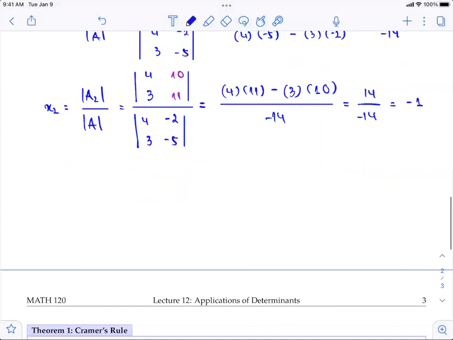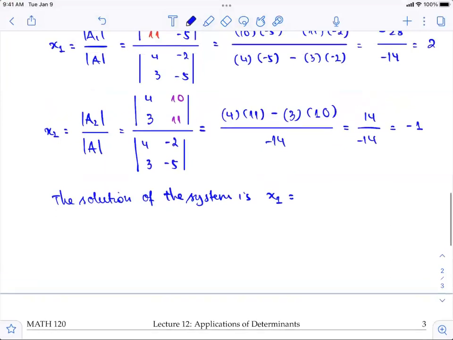Therefore, the solution of the system is x1 equal to 2 and x2 equal to -1. So that's Cramer's rule for you. It helps us to calculate the solutions of the system using determinants.